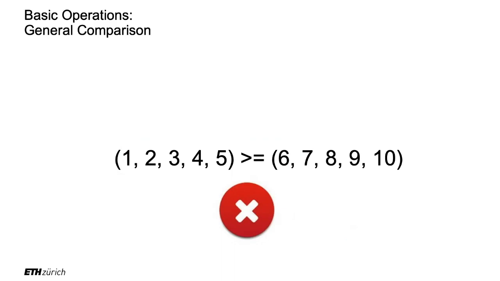This returns false because you never have any item on the left that would be greater than or equal to any item on the right. Who agrees that it's false? Okay, most of you. Yes, we have a question over there.